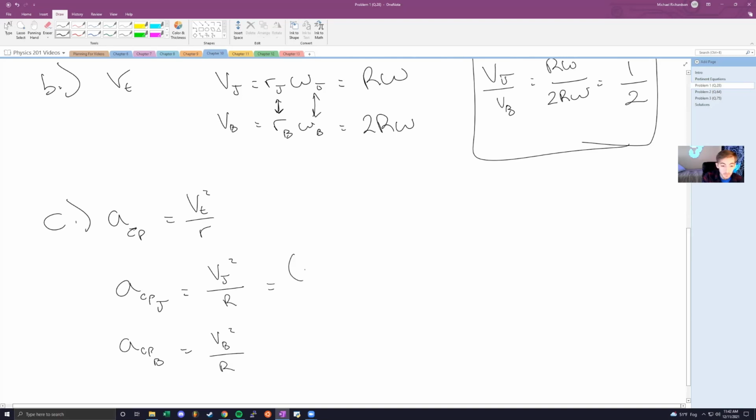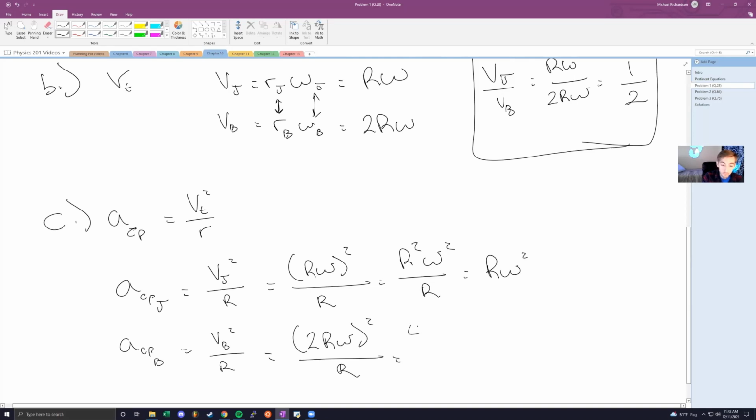We'll make our substitutions. It'll be r omega squared divided by r, which is going to be equal to r squared omega squared divided by r, which is going to be equal to r omega squared. We'll do the exact same thing for Betsy. We get that this is going to be 2r omega squared divided by r, and we get that now we're left with 4r squared omega squared divided by 2r. Oh, sorry, this should be a 2r right here. And then this is going to be equal to 2r omega squared.